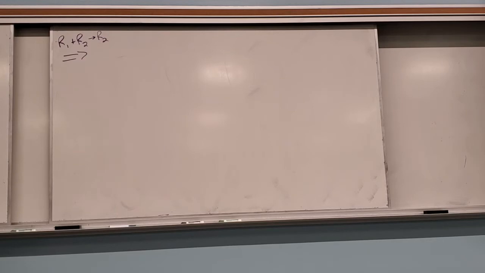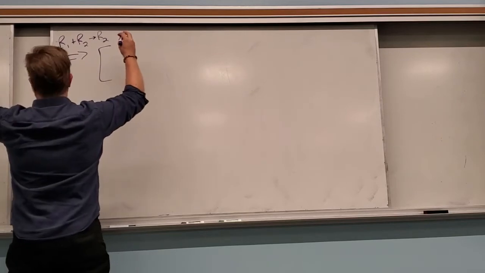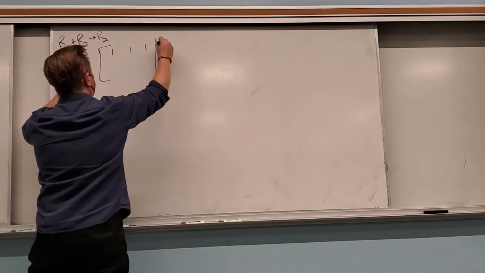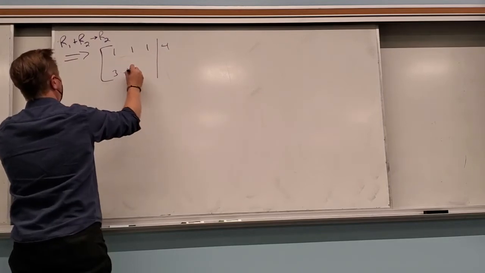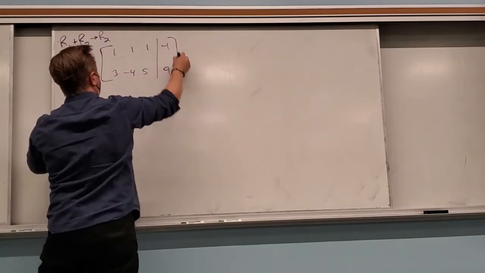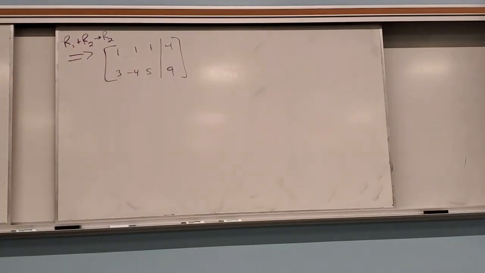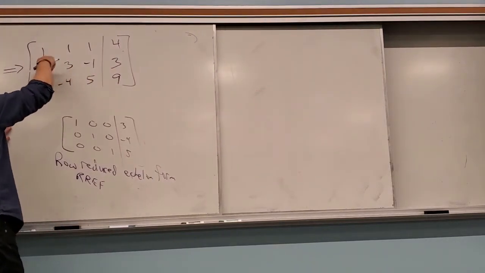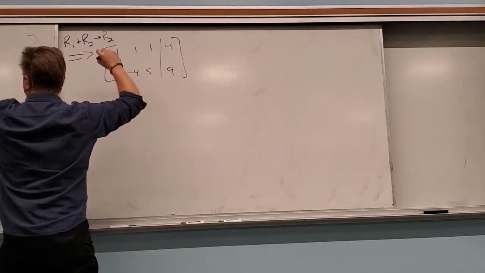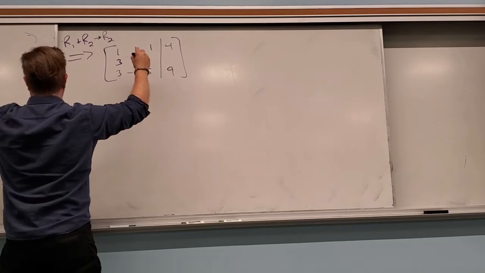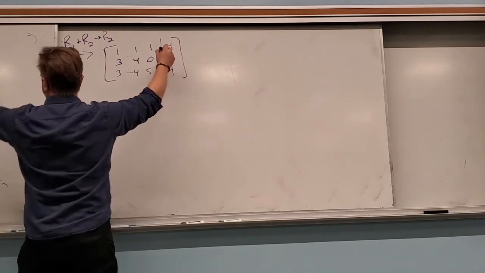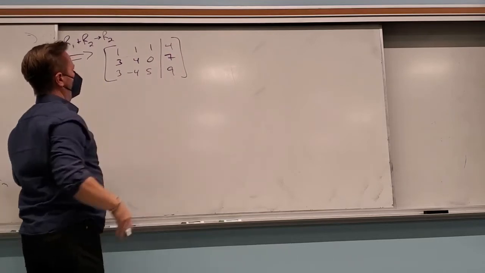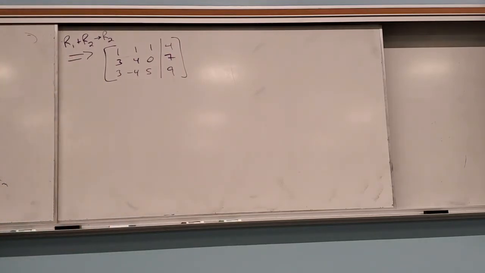Okay. And again, this is our first time doing this. So let's see how this works. So row 1 is going to stay the same. Row 3 is going to stay the same. But now I'm going to add row 1 and row 2 and replace that row 2 with it. So what is row 1 plus row 2? 3, 4, 0, 7, 11. Well, that's intriguing. I like that.